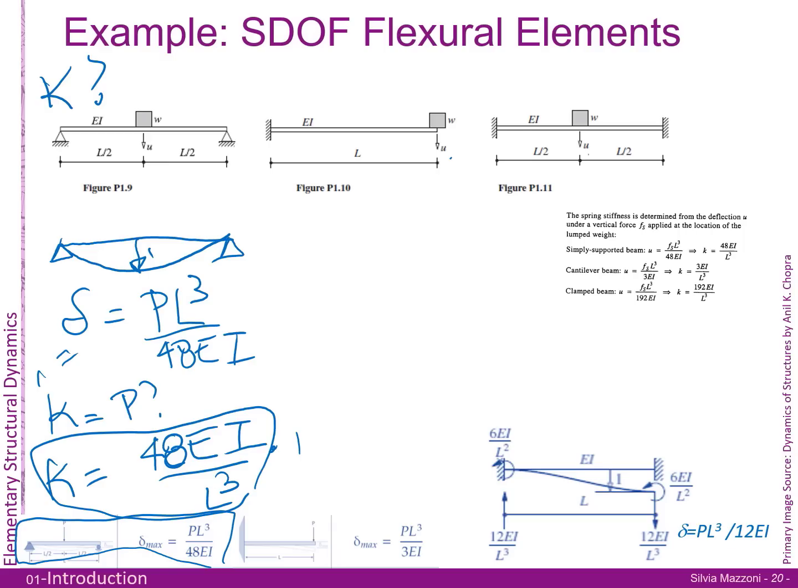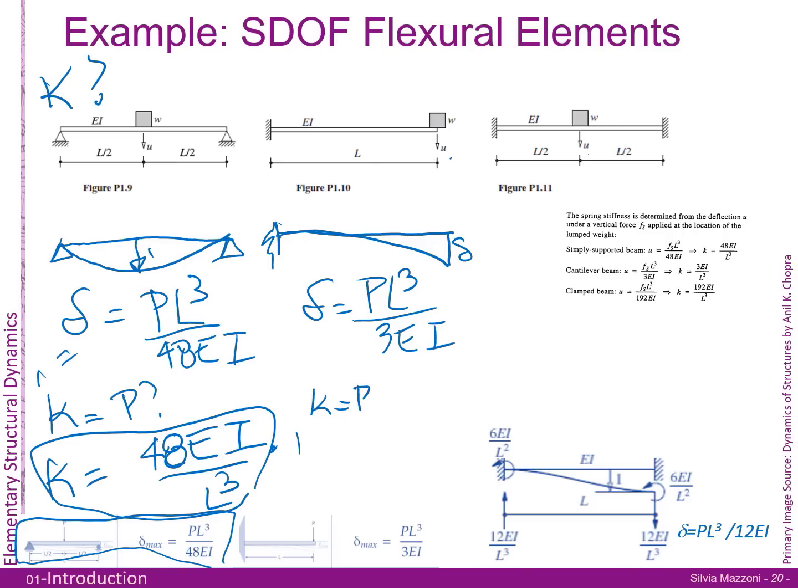Okay? Second case, I have a cantilever. My degree of freedom is downward. So now this is delta. And if I look here, delta is equal to PL cubed over 3 EI. Therefore, K, which is equal to P for delta equal to 1, is equal to 3 EI over L cubed. Okay, well, those were easy ones to do.